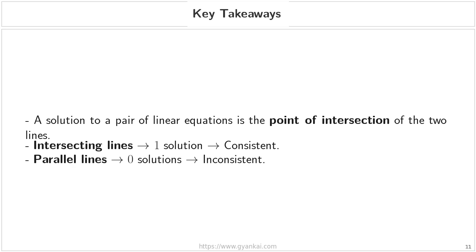Second, we have parallel lines. Think back to the railway tracks we discussed. These lines never meet, meaning there are zero solutions. Because there is no point of intersection, we call this an inconsistent pair.